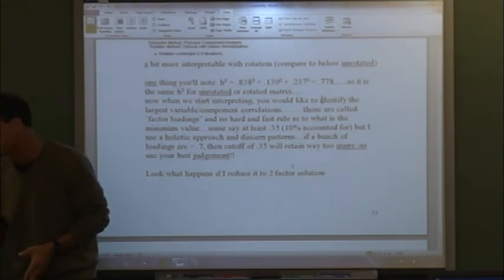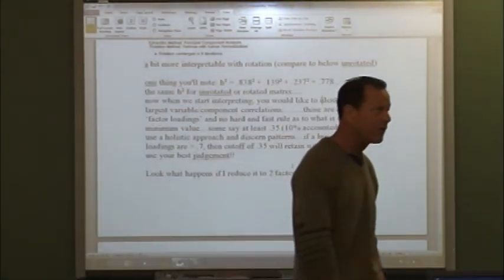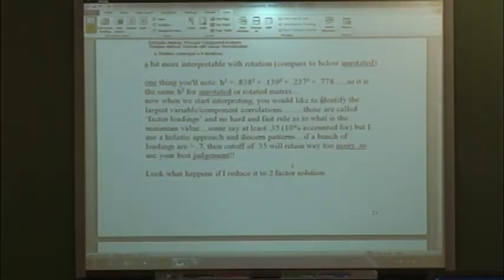So now, when you start interpreting, you would like to identify the largest variable component correlations. Those are the factor loadings. You guys, there's no hard and fast rule for which one is big enough. Some say 0.35, because that means at least 10% of the variance is accounted for in that item by that component. Some say it should be higher.